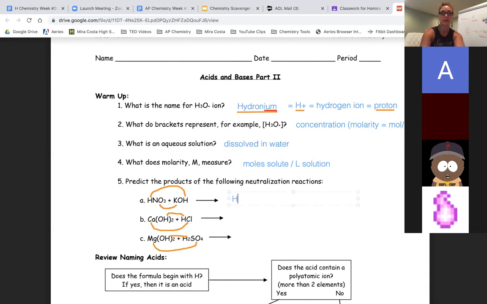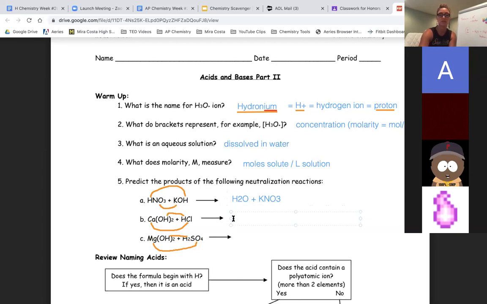Okay, so here we're going to get H2O as a product, plus salt. H2O is the water, and then the salt is going to be formed from potassium and nitrate. Potassium has a +1 charge, nitrate has a -1 charge, so crisscross applesauce, and we just get KNO3. Okay, and that's my salt plus water. And it's already balanced that way too, just a 1 to 1 to 1 to 1 ratio.